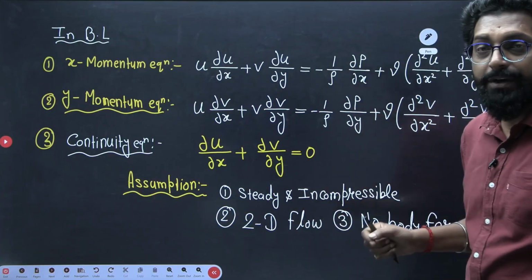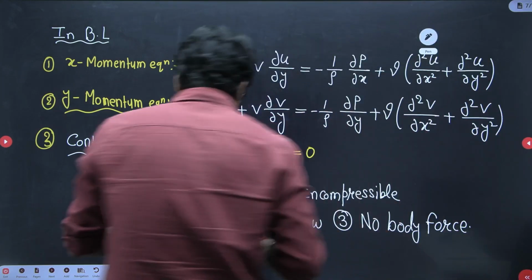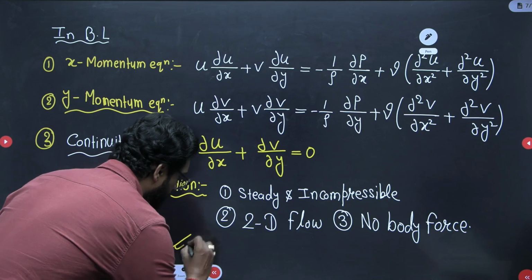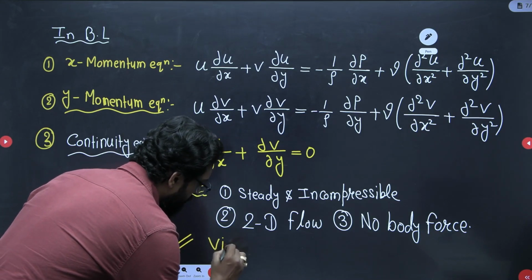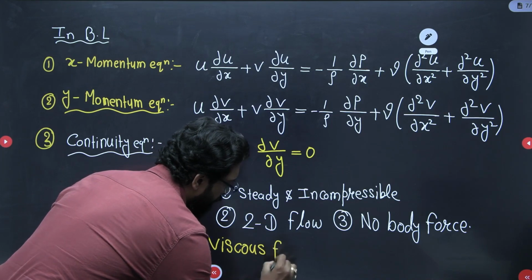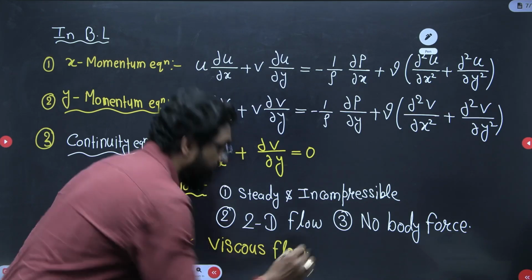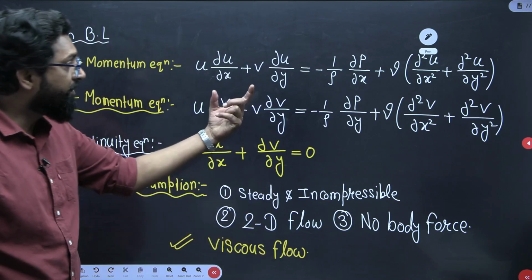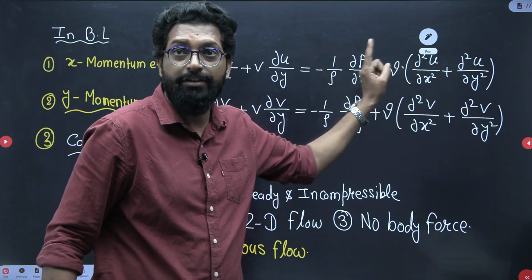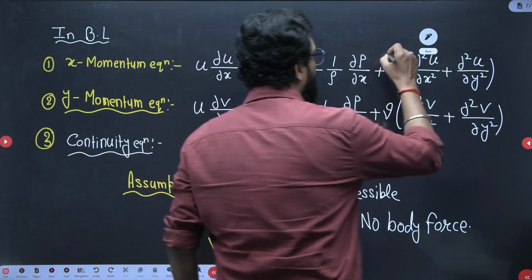Steady and incompressible, and there is one not an assumption, but the validity: the flow is viscous, a flow of real fluid. Why viscous? If there is no viscosity, the diffusion term is zero. But here the diffusion term is there. This is your kinematic viscosity.